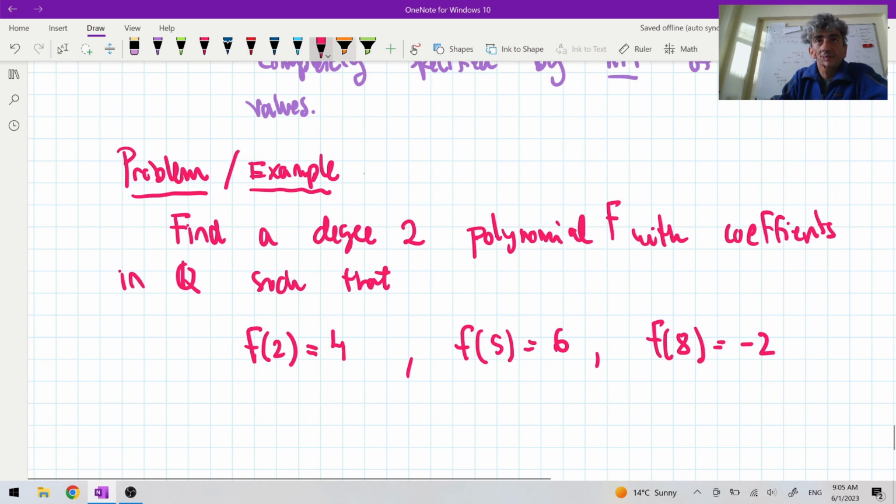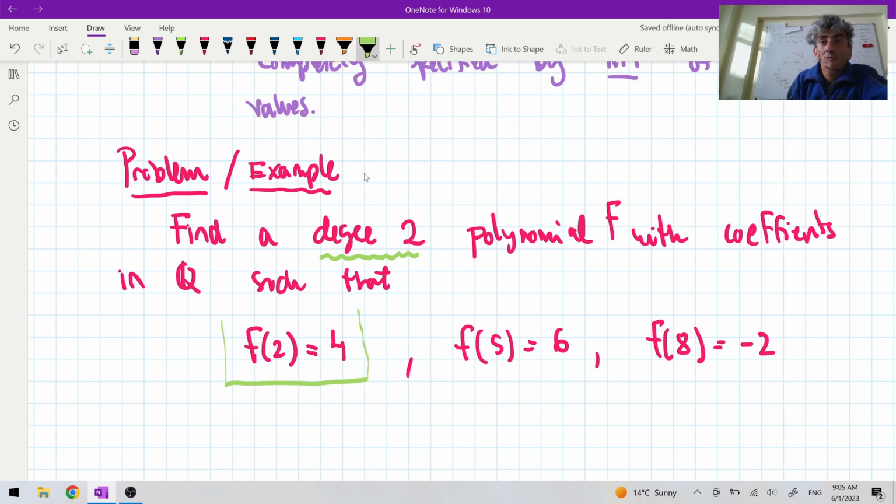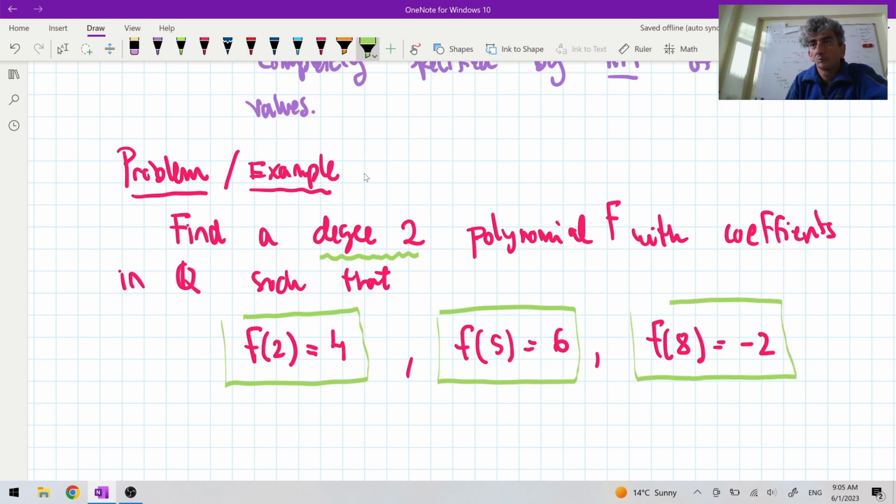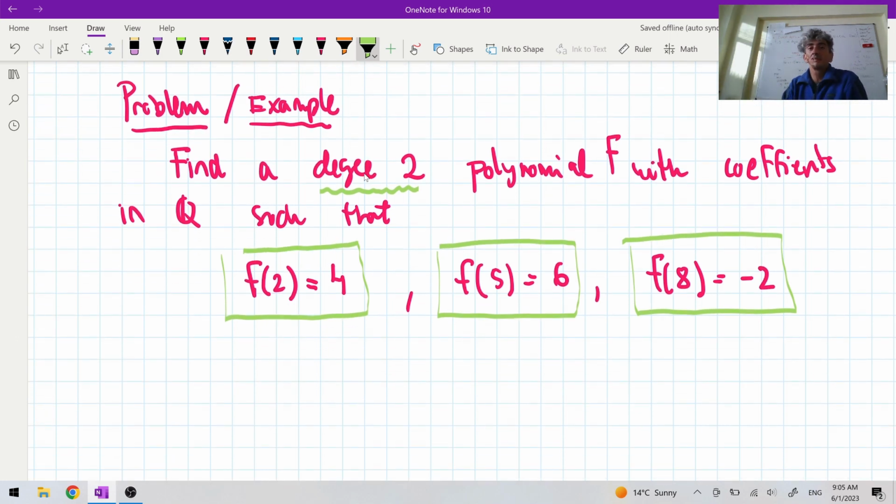In this case, a degree 2 polynomial will be fully specified by 3 values that it takes. So we're gonna try to build a polynomial that when we plug in 2, we get the value 4. When we plug in 5, we get the value 6. And when we plug in 8, we get minus 2.